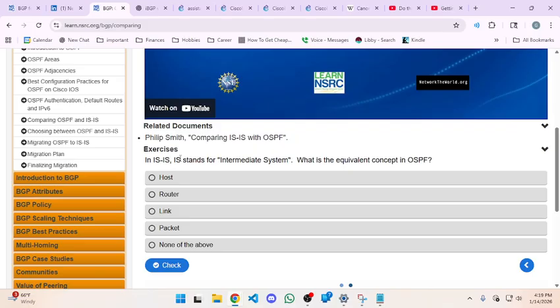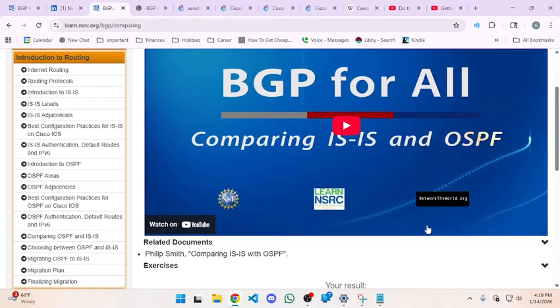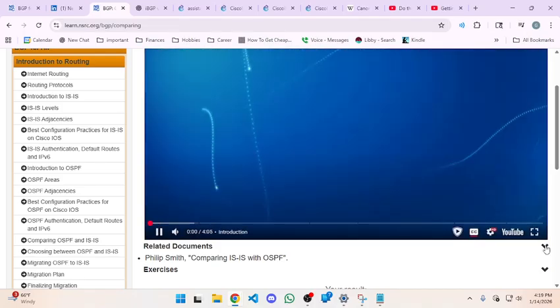In ISIS, IS stands for Intermediate System. What is the equivalent concept in OSPF? None of the above. An area. Oh, shoot. Well, we'll find out. So I got 2 of 4 right. So I've got to get some punishment here, and then I'll try again.